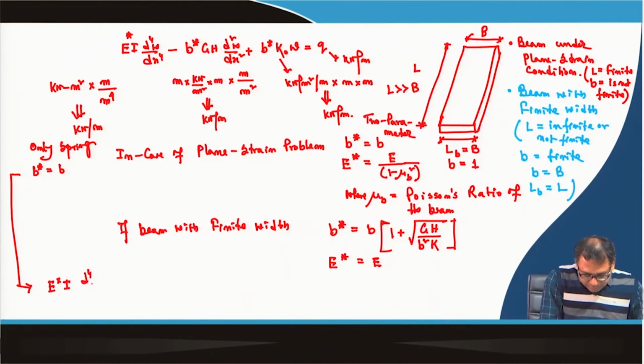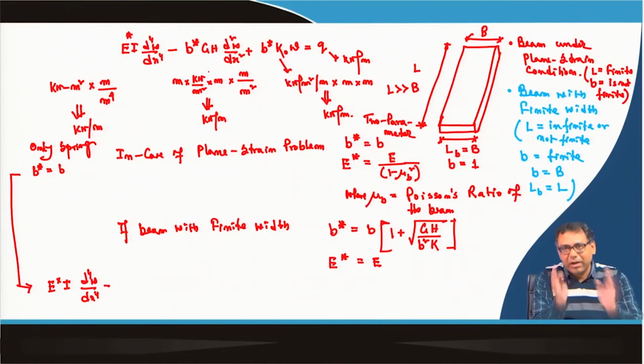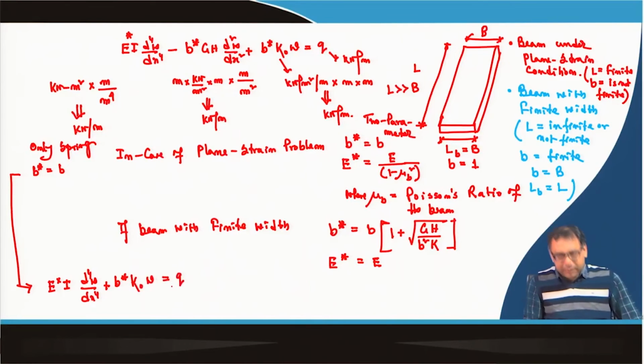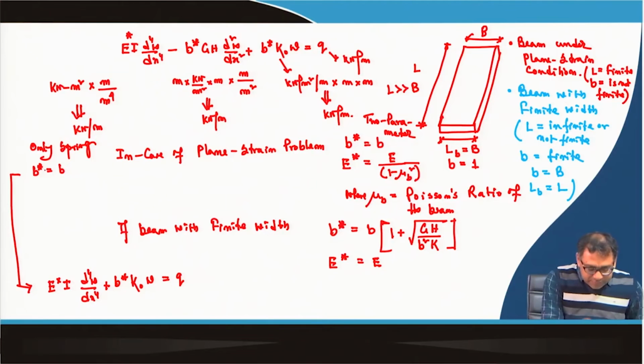I d4 W dx4. This part will not exist because it is one parameter model. So, this will be plus B star k 0 W, that is equal to Q. Okay. So, now if it is only spring under plane strain condition, B dash will be equal to B, okay, and E dash will be same as E 1 minus mu B square.